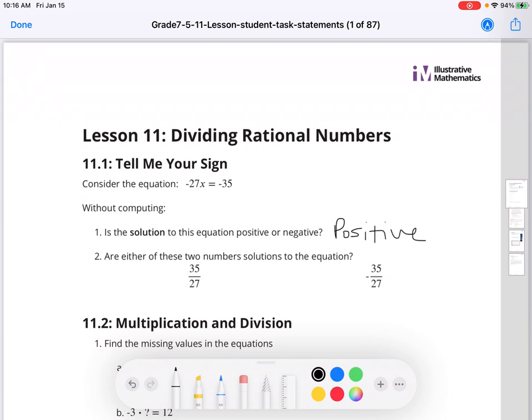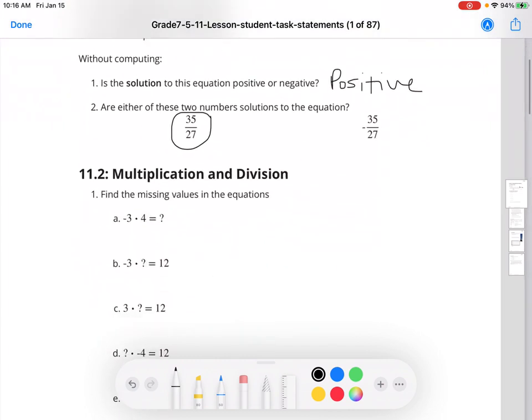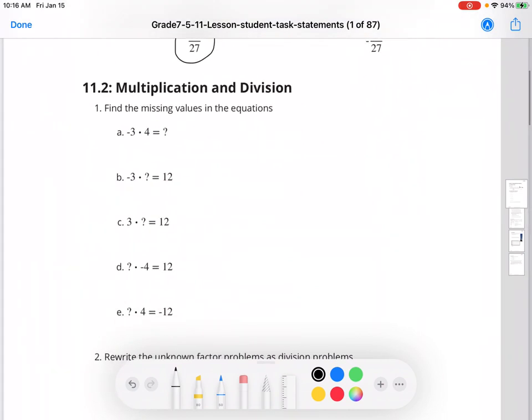Number 2 says, are either of these two numbers solutions to the equation? We know this one would be the solution because it's positive. So 35/27 times negative 27 would give you negative 35. On 11.2, you're just finding the missing values in the equations.